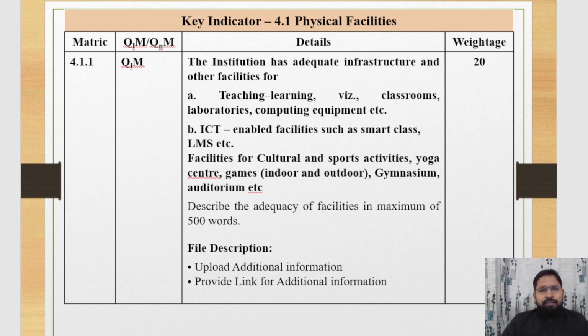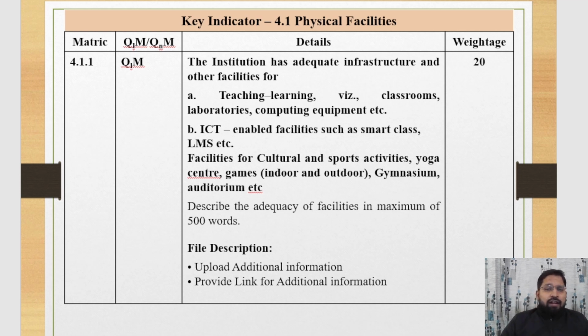And the next one is the facility for culture and sport activities, yoga center, gym. You can explain culture and sport activities as a report of those you have conducted at different time intervals. And for the yoga center, you can explain about the yoga center and indoor and outdoor games. And you can explain the gym and auditorium facility.